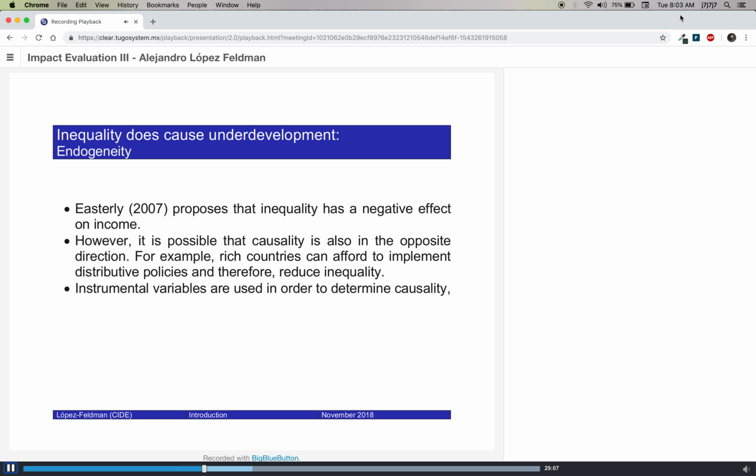And as I was saying, it is likely that there is inverse causality, because it is not just what I want to see, that inequality has a negative effect on income, but the richest countries actually can have distributive policies, and of course they have inequality that doesn't increase. For instance, Switzerland.